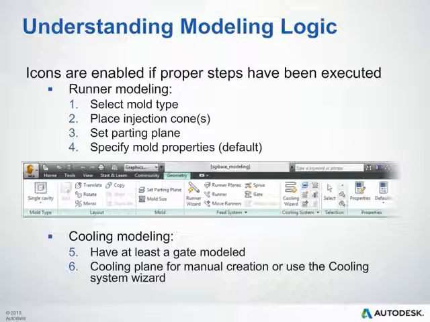When modeling cooling lines, there is logic involved, like with many of the other tools that we've looked at so far. So, icons are only enabled when the prerequisite steps have been completed. So with runner modeling, you would select your mold type, place your injection cones, set your parting plane, specify your mold properties, and then we get into our cooling modeling. You have to have at least a gate modeled. Then you'll create a cooling plane if you're creating this manually, or you can use the cooling system wizard to create your cooling system for you.